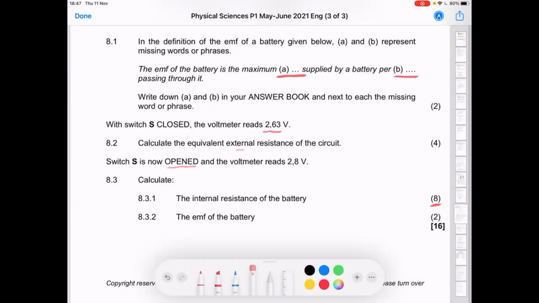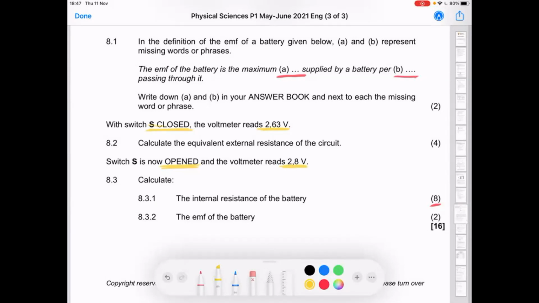Let me just clean this up and highlight some important parts for us. They told us this part here: when S is closed, the voltmeter reads 2.63 volts. Then we calculated the external resistance. Now they say when S is opened, the voltmeter reads 2.8 volts.